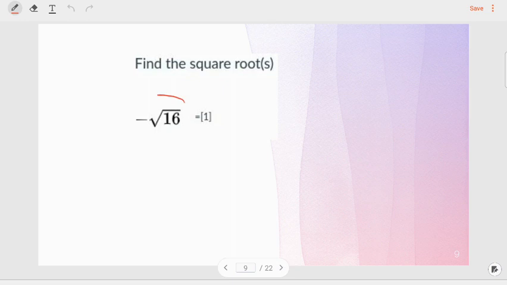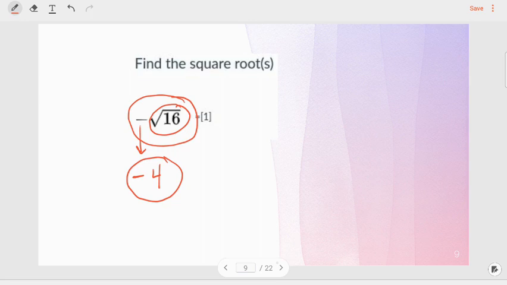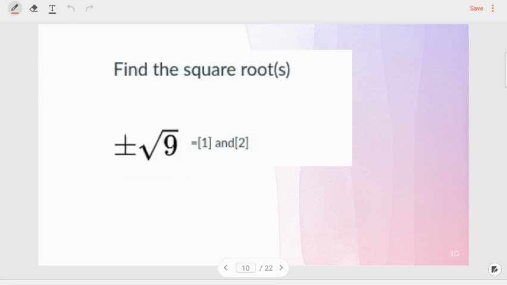Find the square root of negative square root of 16. Well, with a negative in front, that means my answer is negative. And then the square root of 16, what times what is 16? Okay, 4 times 4. So the square root of 16 is 4. The answer is negative 4. Make sure you include the negative on your answer.